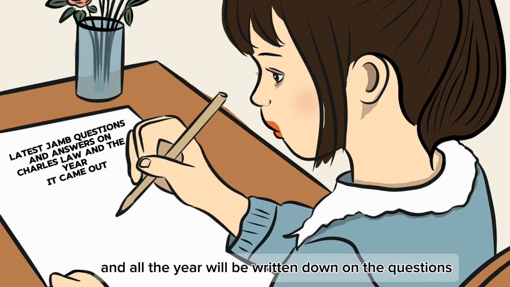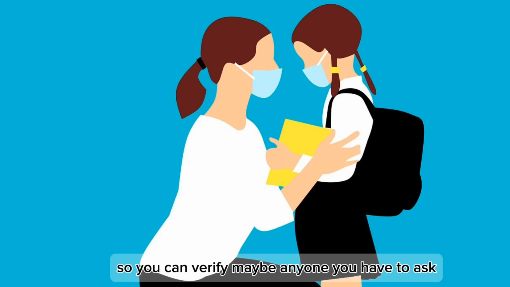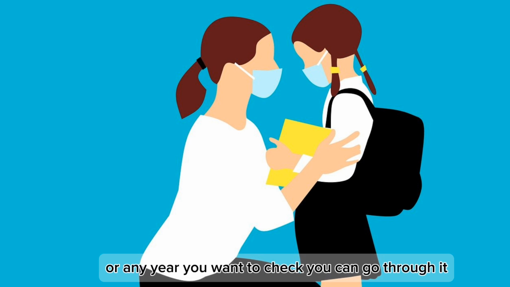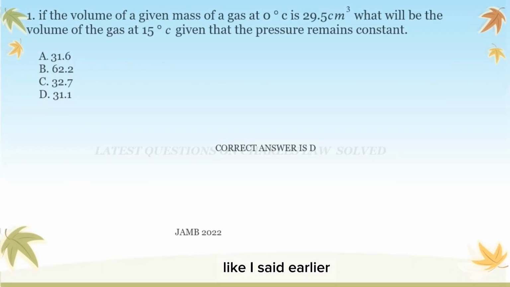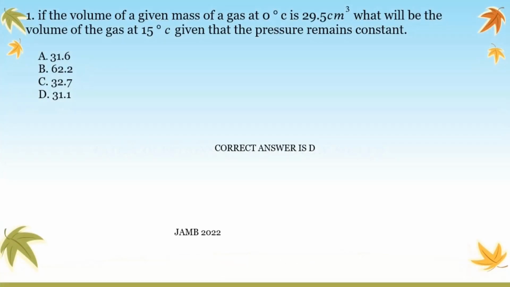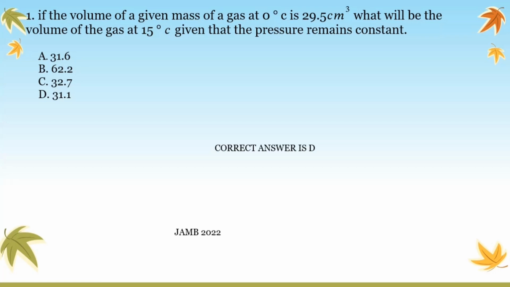All the years will be written down on the questions, so you can verify, maybe if you have to ask anyone or anywhere you want to check, you can go through it. Like I said earlier, in 2022, we have one question concerning Charles law. So as it is, it's number one because it is the latest question, it's at the top, so it's number one.